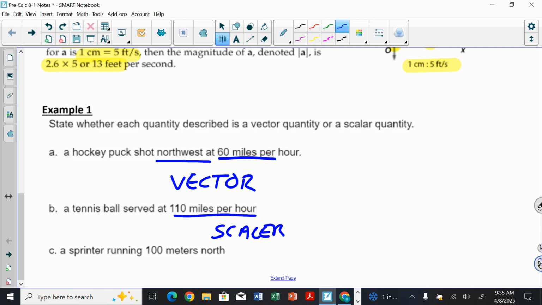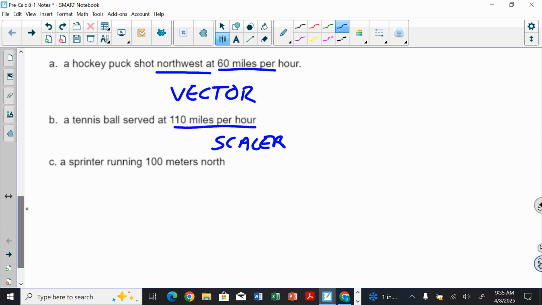Okay. And finally, the last one. If you have a sprinter that's running 100 meters north, again, we have two things. We have how far we're going. We also have a direction. So that would be a vector quantity. Remember, scalar is just a single quantity.